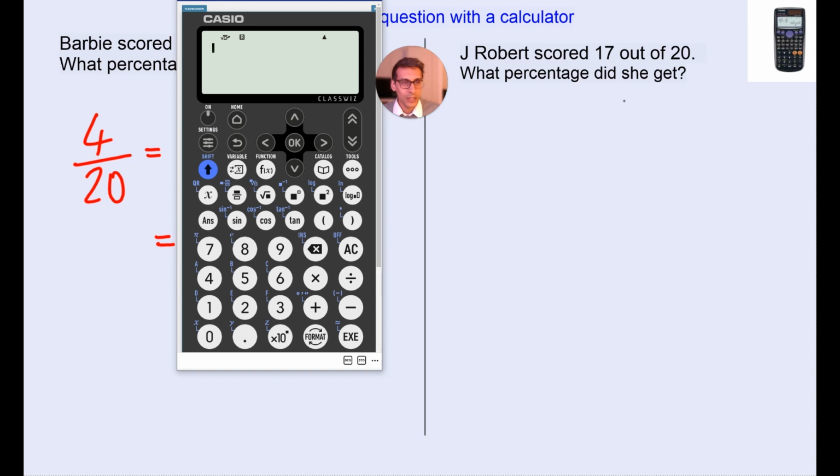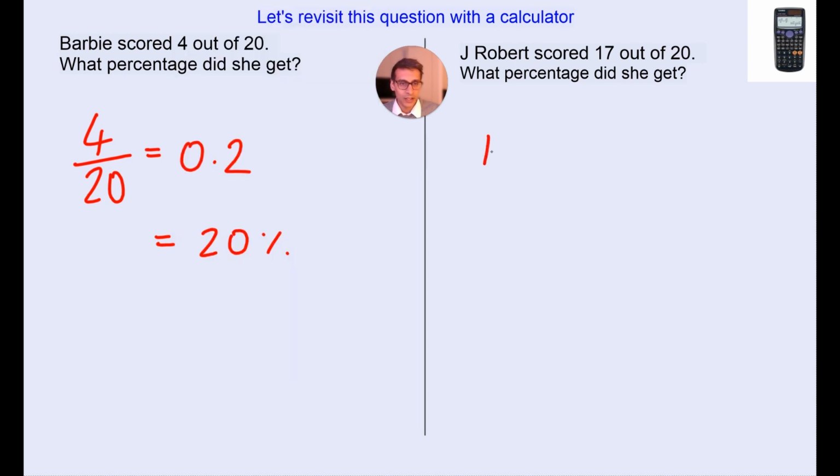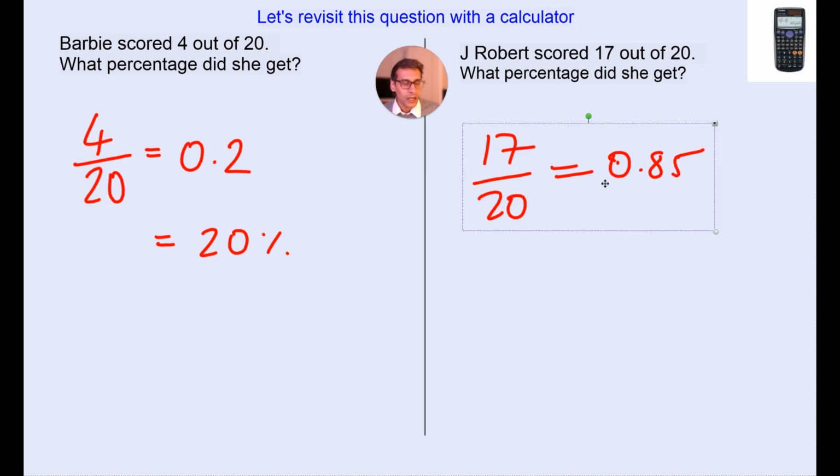So 17 out of 20, this is what you're going to do. 17 divided by 20 equals. It's just going to show you the fraction, so we're going to change the format, down, decimal, 0.85. So 17 out of 20 equals 0.85, and that is 85%.